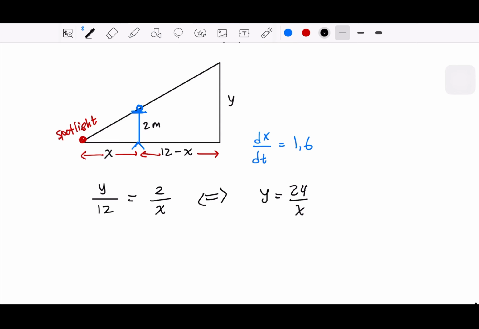I think with only this formula, we could get the answer. So let's differentiate this and make our related rates formula. Differentiating with respect to t, we are going to get minus 24 over x squared, and then dx over dt.